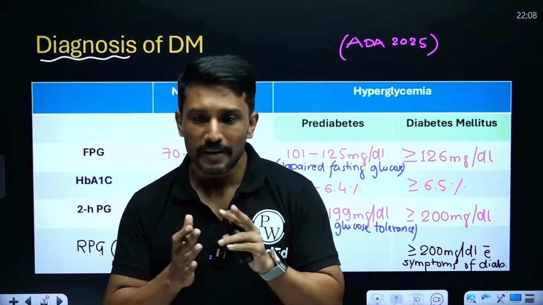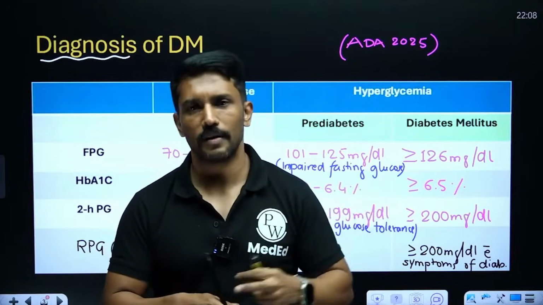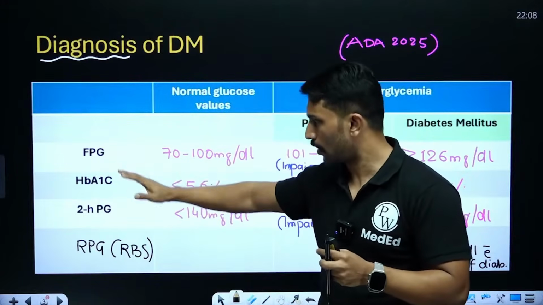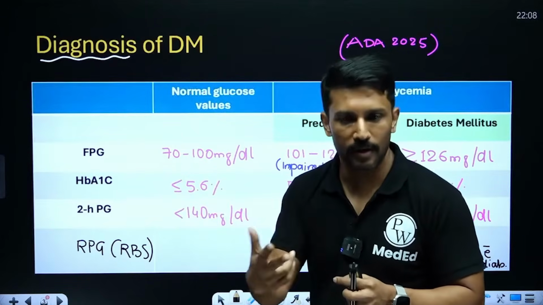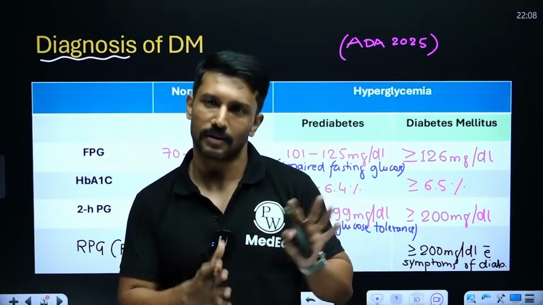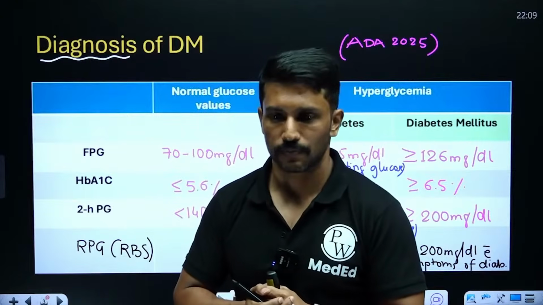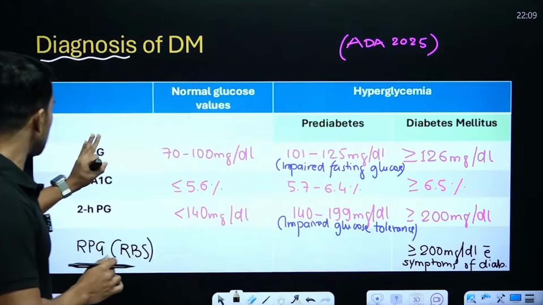Objectively, if symptoms are not present when the random glucose value is more than 200, we have to ask the patient to get these profile done: fasting plasma glucose or fasting blood glucose FBS, PPBS, and HbA1c. Only then we can establish the diagnosis. But if a symptomatic patient is there, then we can diagnose diabetes based on the random blood glucose levels itself. Okay, clear? Okay.